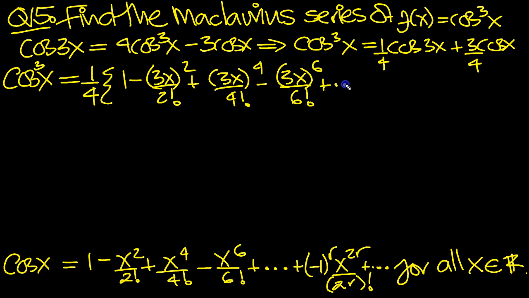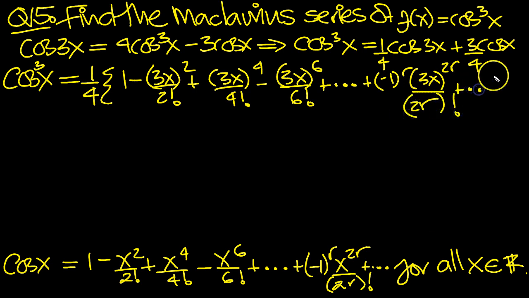Plus dot dot dot. And then the general term is minus 1 to the r, 3x to the 2r over 2r factorial, isn't it? There we are. Plus dot dot dot. So it's 1/4 of that. And then it's plus 3/4 of cosine x.